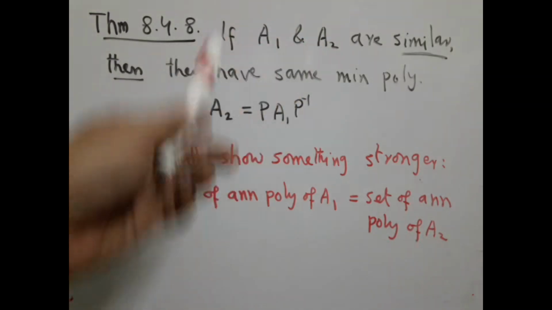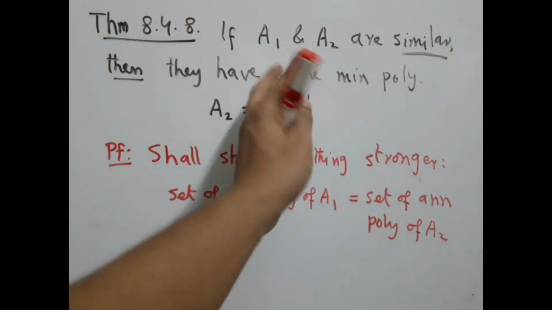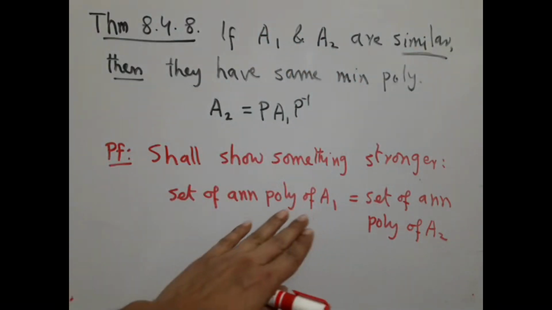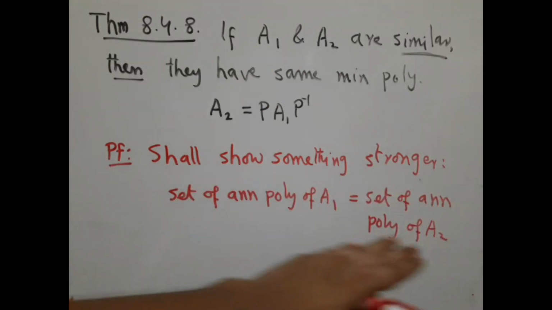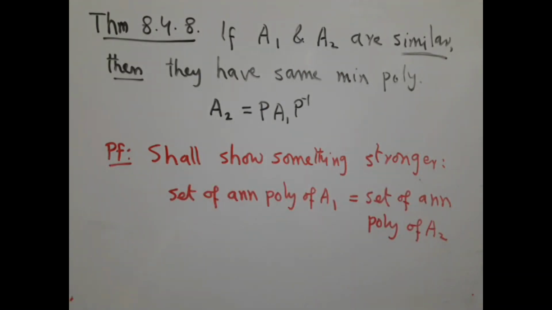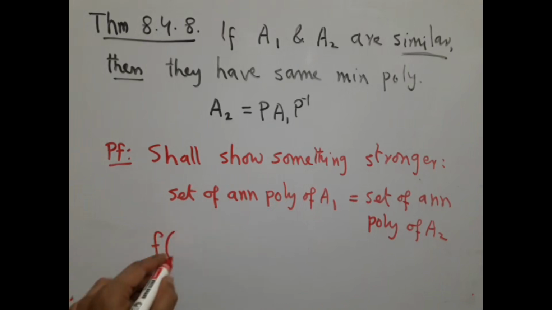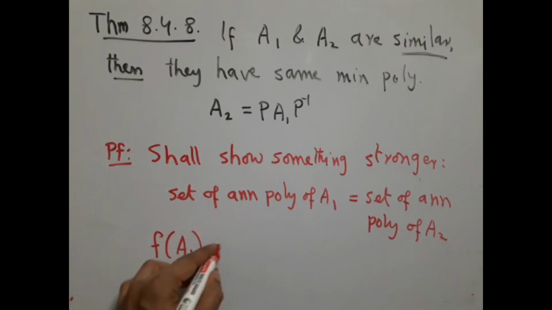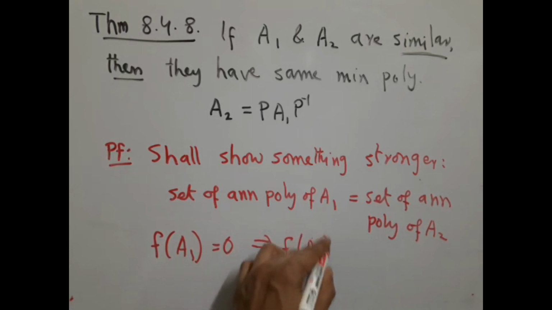Now A1 and A2 in this theorem are similar actually. So the relation is symmetric. So if I can show that anything here is there, I can use the same argument to show that anything there must also be there. So it is enough to prove that if I take any annihilating polynomial of A1, suppose f of A1 is equal to 0, I will show that f of A2 must be equal to 0.